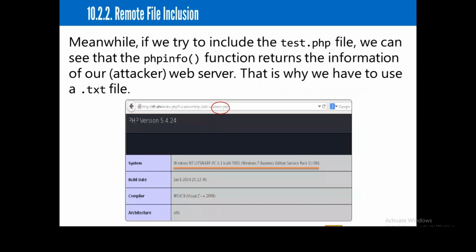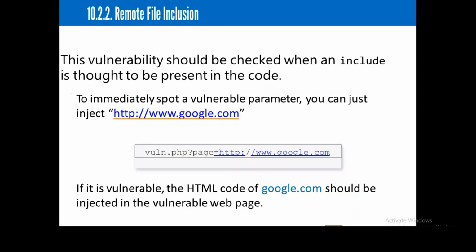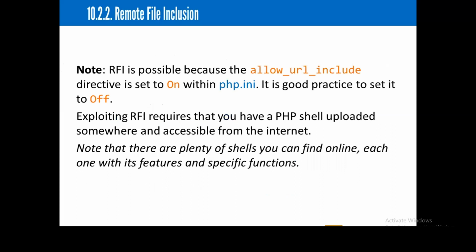You can see I just try to print out different scenarios so that we have a better understanding of how this thing works. So this vulnerability should be checked when an include is thought to be present in the code. To immediately spot a vulnerable parameter, you can just inject it with, for example, a Google URL.